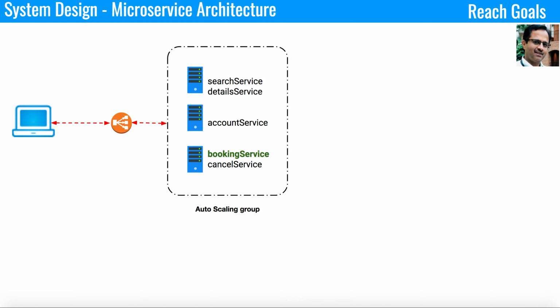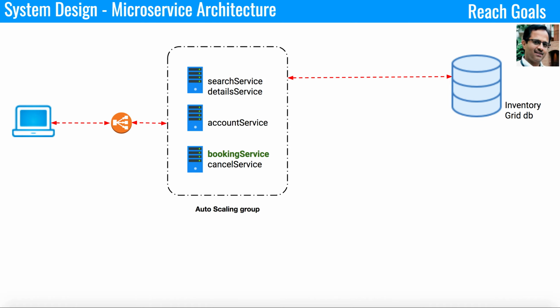So you have services like searchService, detailsService, accountService, booking service, and cancel service, right? Now let's say you look at the search service, it has to connect to the inventory grid. That is where you get the information related to the ticket. The inventory grid is nothing but it will have all the tickets before they have been sold, right? So now we have to populate this inventory grid with the list of new tickets, or the tickets which are yet to be sold, right? So how do you do that?